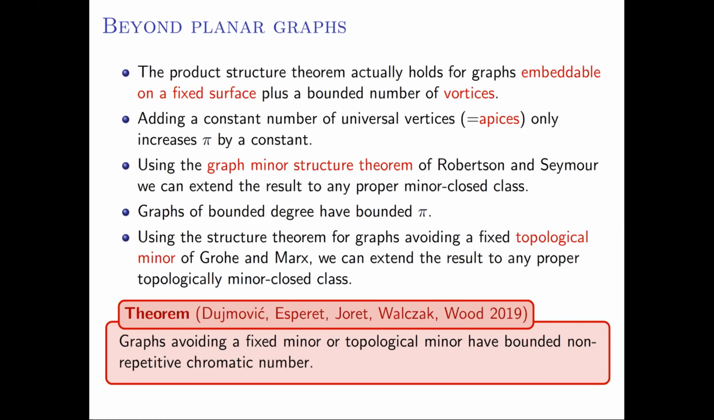You need to stop at some point and you have to use other properties of your parameter, that you don't increase your parameter too much when you add vertices, and that it's bounded for graphs of bounded degree, for instance. You need to have all these nice properties. The product structure theorem cannot do everything for you. You have to work at some point a little bit if you want to go further than planar graphs. Okay, so thank you. I'm done.